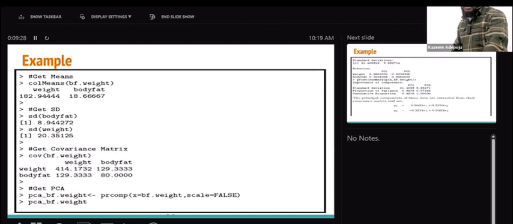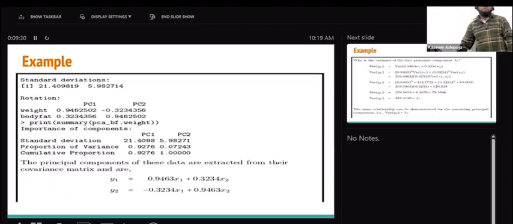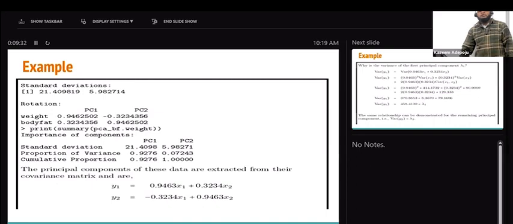Now, that will generate a result. Oh my God, take a look at what I have now. If you see the first result here, it is what we call the standard deviations. Do you know that the standard deviation that you are seeing now, when you square 21.409819, and when you square 5.982714, those are the variances. I'm actually going to call those eigenvalues. When I square the standard deviation, they become eigenvalues.